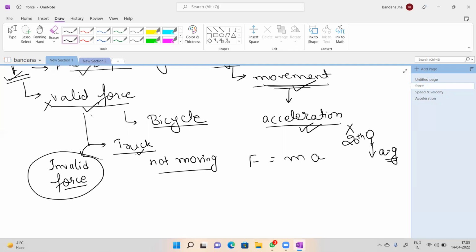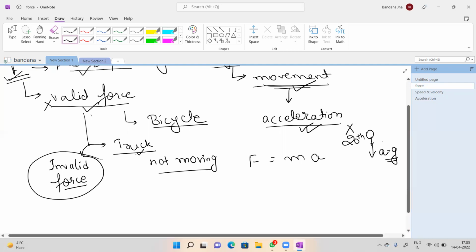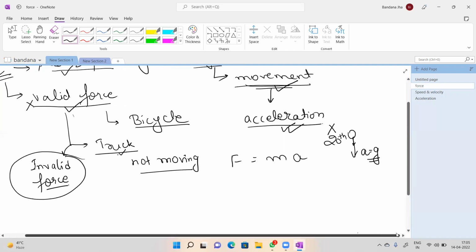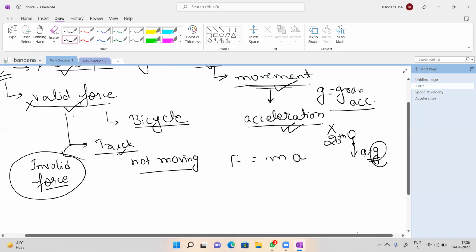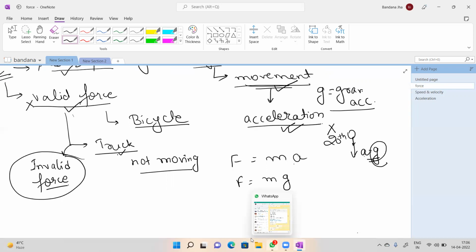Have you heard this word, gravitational? Yes. Very good. Then the acceleration is what? Instead of a, my acceleration will become gravitational acceleration. That time it won't be the simple acceleration. Small g is known as what? Gravitational acceleration. Understood? So if we are talking about something falling from a certain height, then we will say that F is equal to mg.